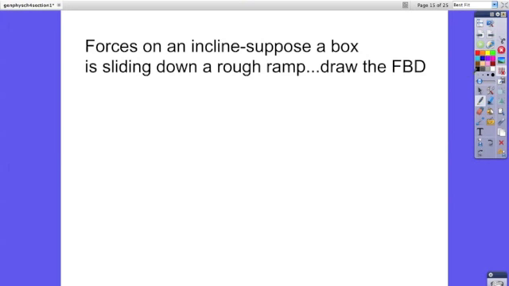Force is on an incline. Okay, let me draw an incline. If I have an object that's sitting on an incline, I would draw it like this. Okay? Think about the forces that are acting. Well, there's weight, certainly, and the weight acts down.